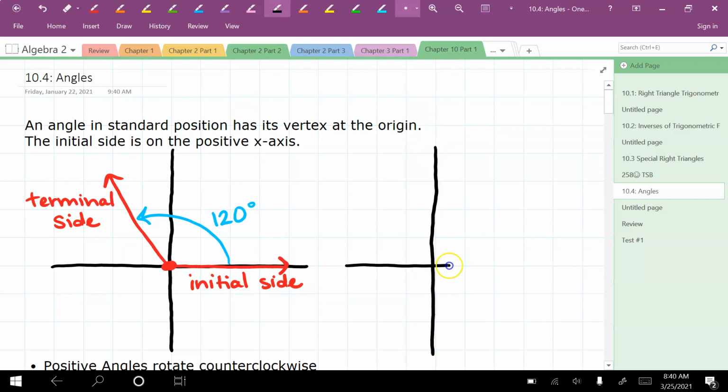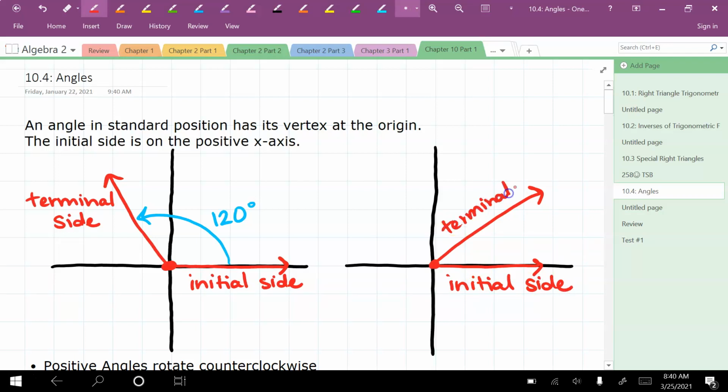So just another example. It'd be something that looks like that. And you still have those same pieces. You still have that bottom being the initial side, because it's along the x-axis. And then you have this side being the terminal side, because that's where the angle went to. This one would be a little bit smaller. We could say that maybe this one's 50 degrees.